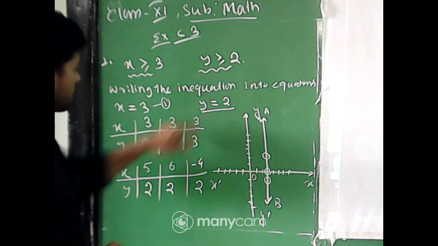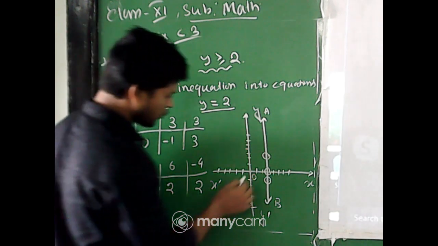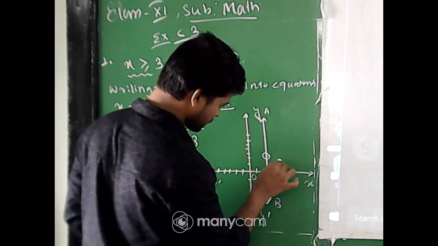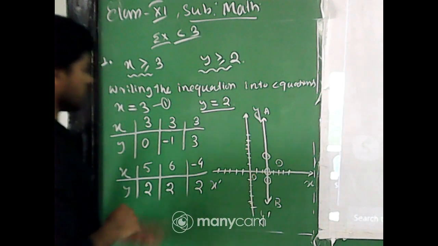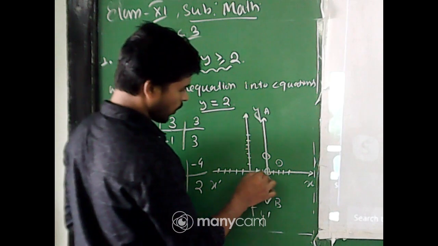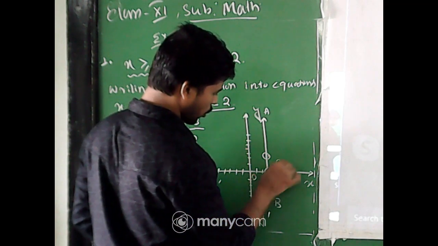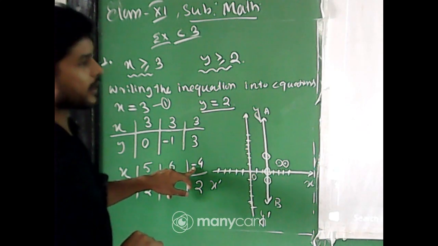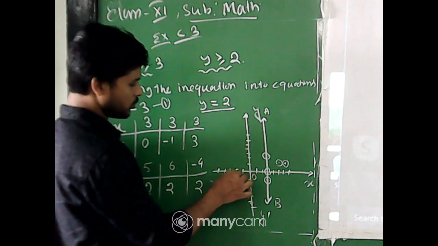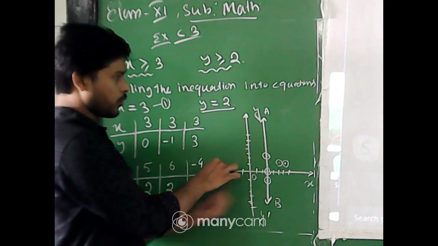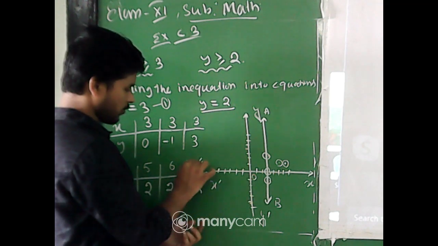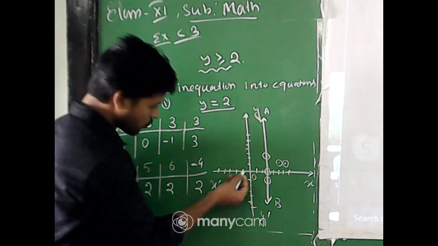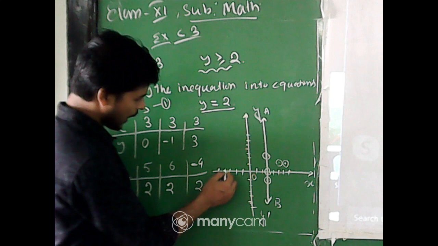Similarly, put the value (5, 2). So (5, 2) will be 1, 2, 3, 4, 5 and 1, 2. So this is the point (5, 2). The second point is (6, 2): 1, 2, 3, 4, 5, 6 and 2. So this is (6, 2). And the third point is (-4, 2). Why are we going in the negative direction? Because the x-coordinate, the abscissa of the point, is -4. So we move back 1, 2, 3, 4 and then 1, 2.